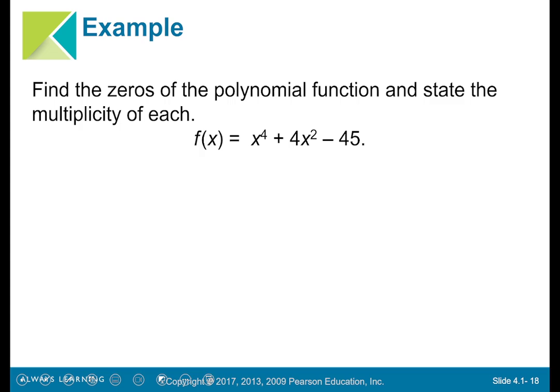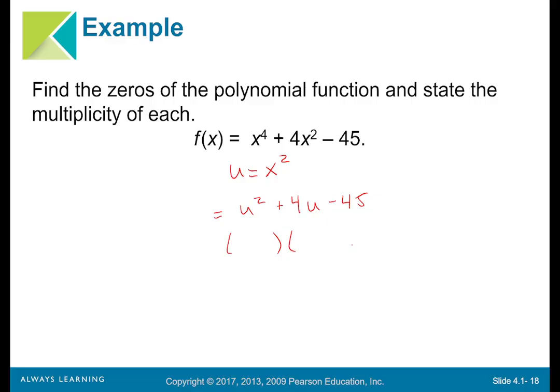Now we're going to look at the only kind of quartic function I'm going to give you in this course. And that's because we actually do have a technique for factoring this. See, what we're going to do is set u equal to x squared, and we're going to factor it like that. So now our new function is going to be u squared plus 4u minus 45.